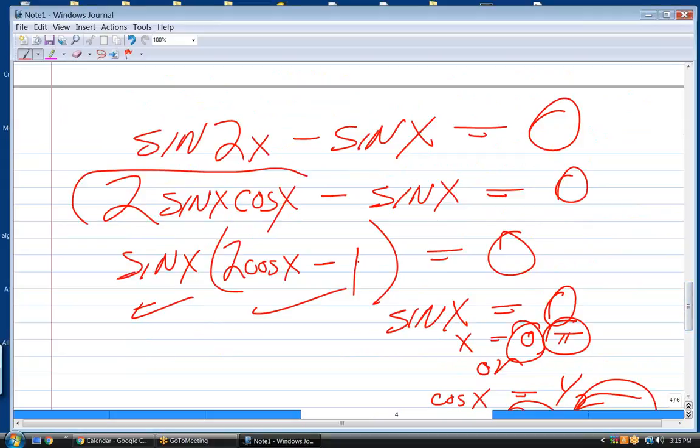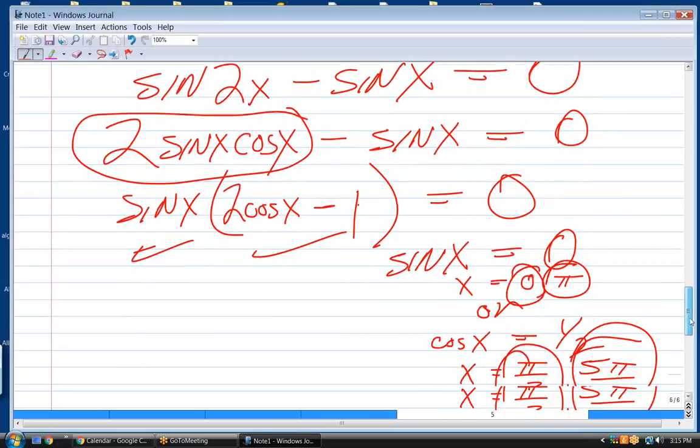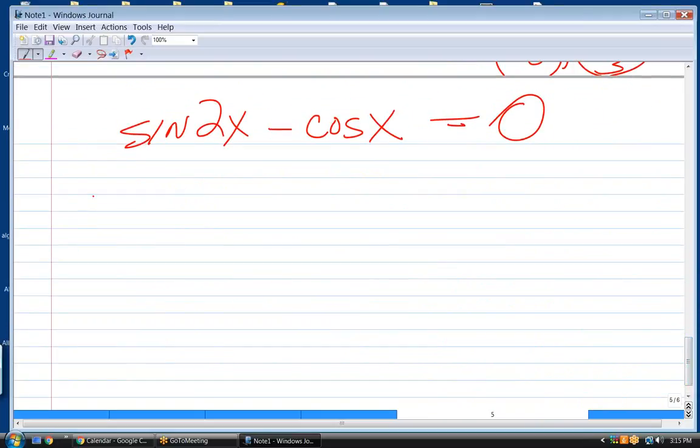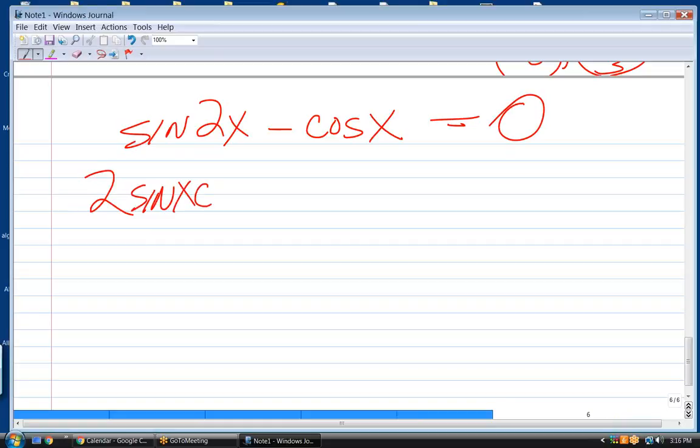It was this one right here. 2 sine x and cosine x. 2 sine x cosine x. In other words, when you're thinking of sine of 2x, you're always going to begin with 2. And then the rest of it kind of makes a little bit of sense, but that's what it is. And then cosine of the big x. Okay. What's the next step?